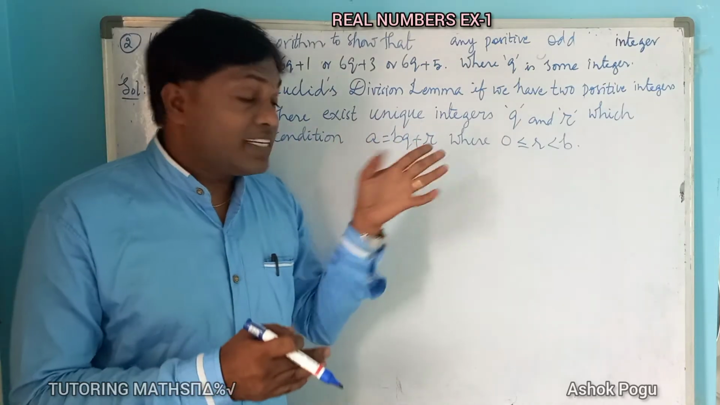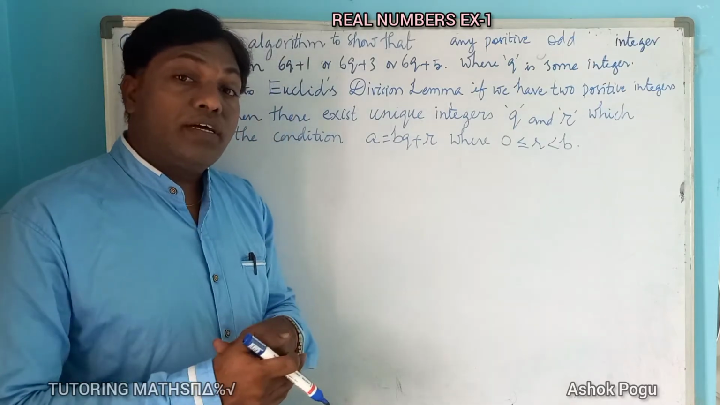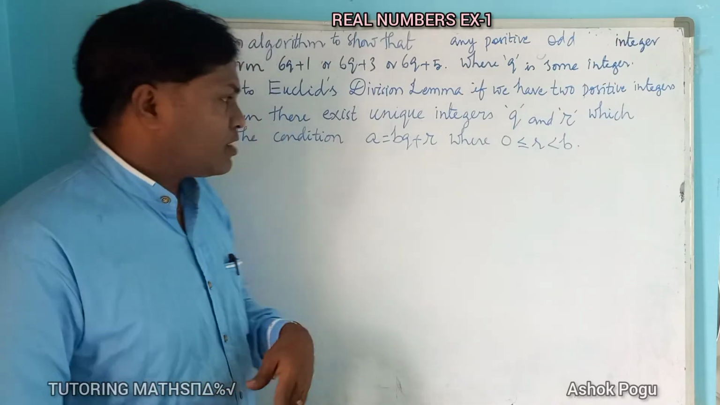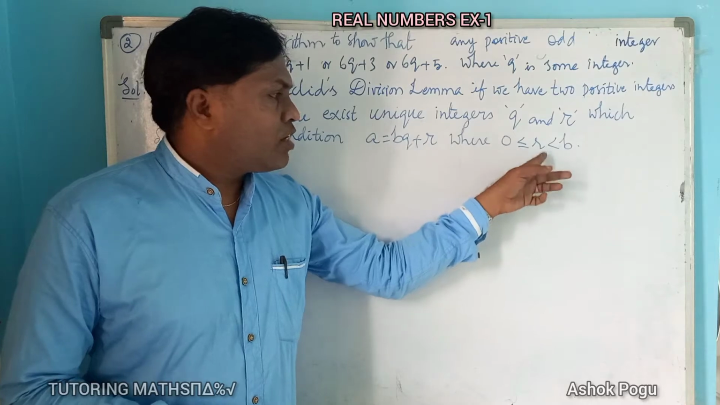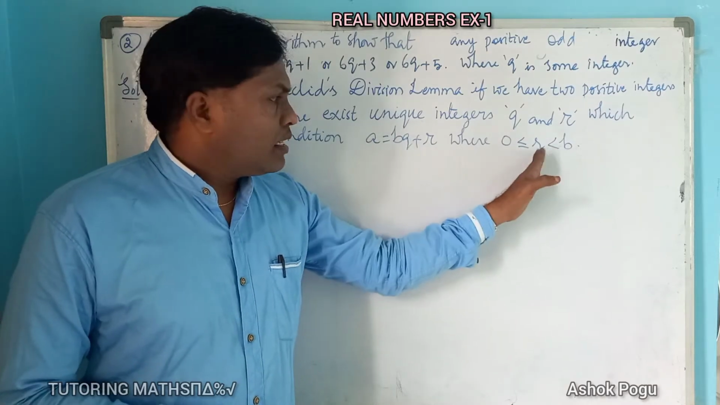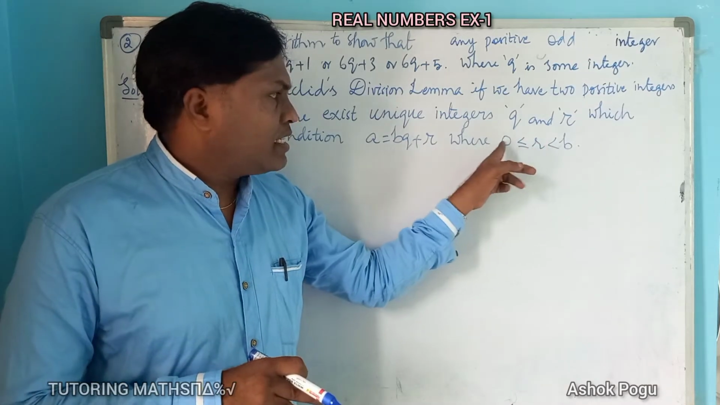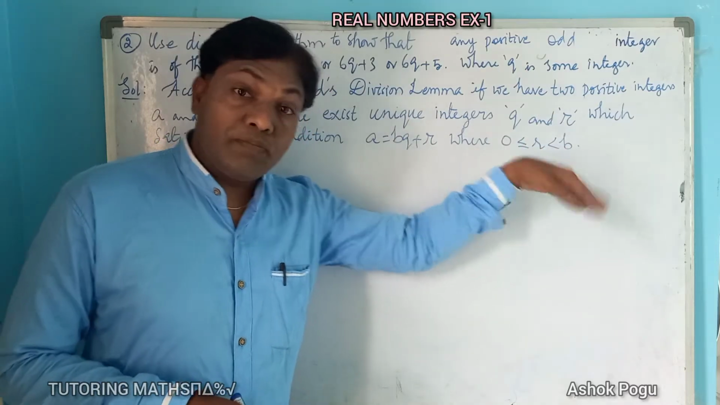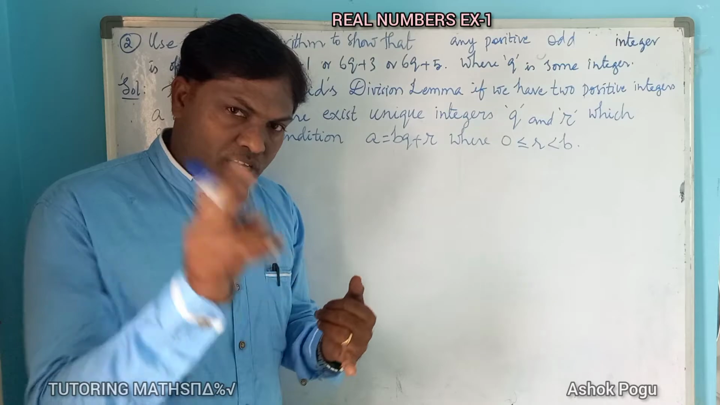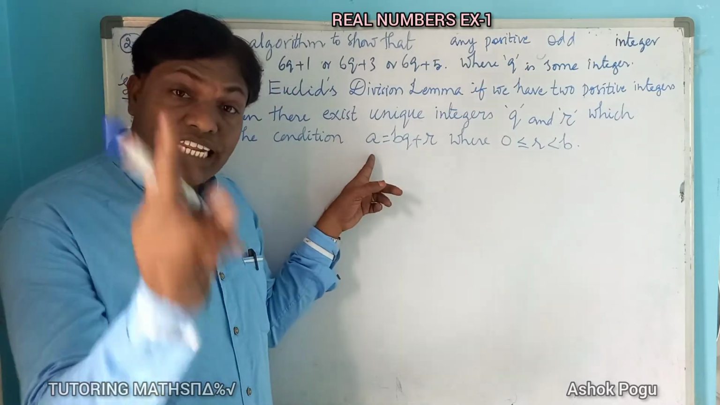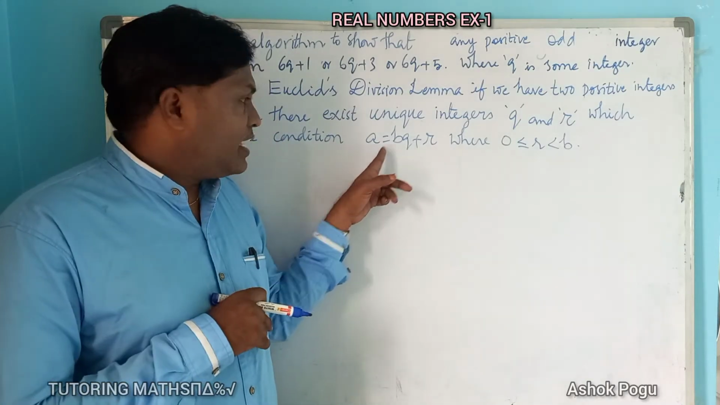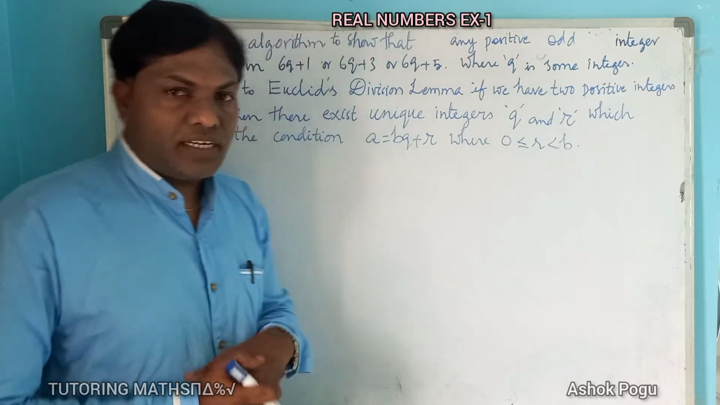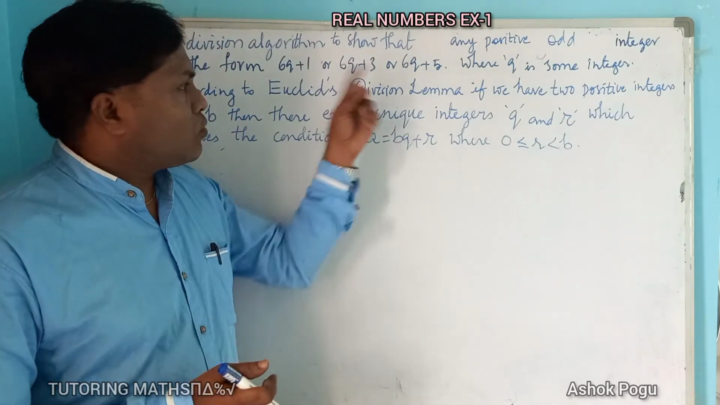Already we have checked this condition and solved some HCF problems also, where 0 is less than or equal to r, less than b. The remainder must be equal to 0 or less than b. That is, b is nothing but the divisor. Already we have discussed that a is the dividend and b is the divisor. Now let us enter into this question.